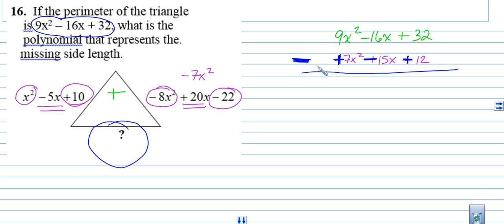So then you just kind of forget about this now that you distributed through. 9 plus 7 is 16x squared. Negative 16 minus 15 is negative 31. Because they're same signs, you add the numbers and keep the sign. And then 32 plus 12 is positive 44. And so this gives you the answer, and then you can double check, and then let's just hope I don't make another mistake.